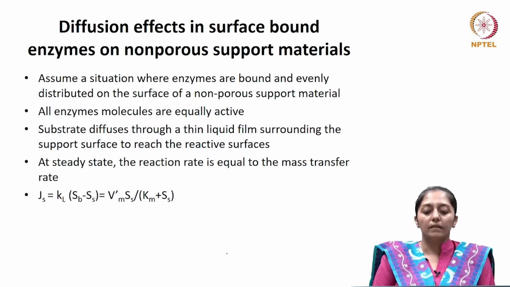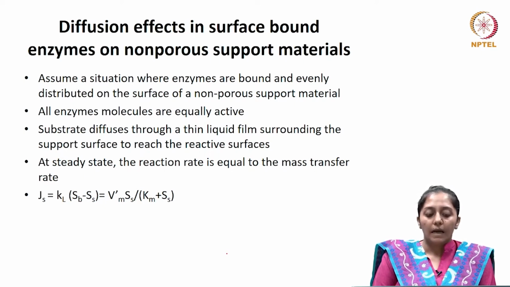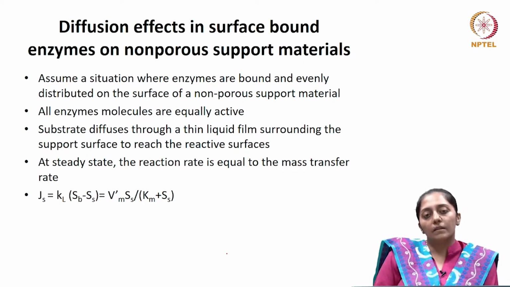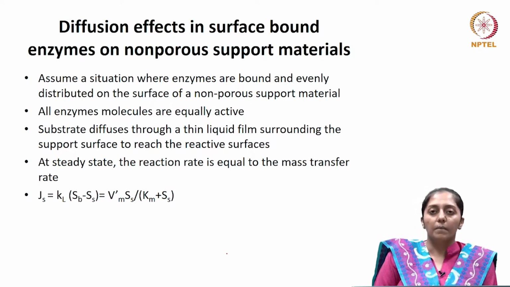We will begin with certain assumptions. Let us assume that the enzymes are bound and evenly distributed on the surface of a non-porous support material. Further, all the enzymes are equally active, and the substrate diffuses through the thin liquid film surrounding the support surface to reach the reaction surface. So, at steady state, the reaction rate will be set equal to the mass transfer rate.